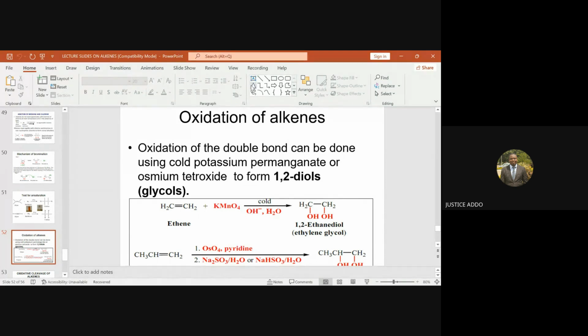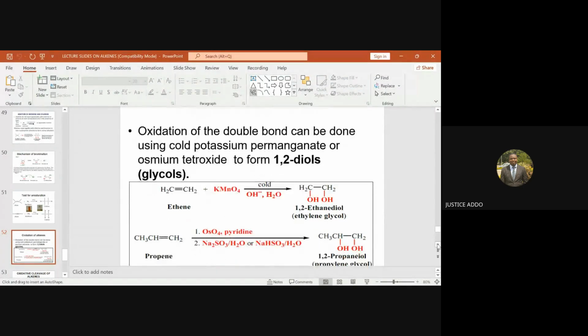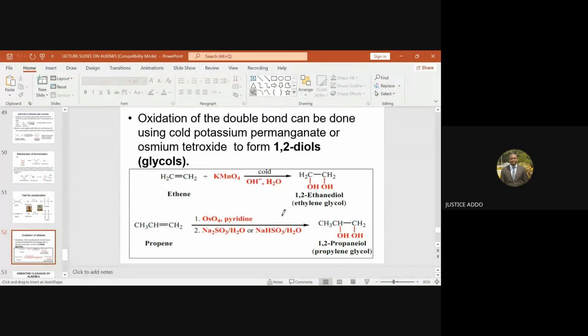So the 2 carbons that bear the double bond, you reduce the double bond to a single bond, then you add 1 OH here, you add another 1 OH here, and you form what? Your diol. So the condition is what? Cold, mild, KMnO4. And you can also use osmium tetraoxide and pyridine to also form a diol. Osmium tetraoxide also forms a diol. This is what we call the mild oxidation.